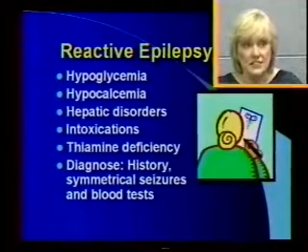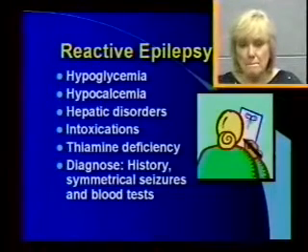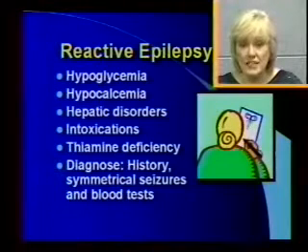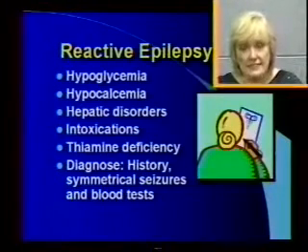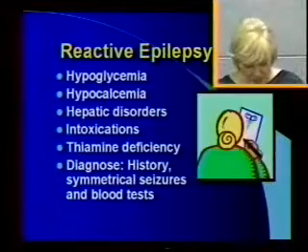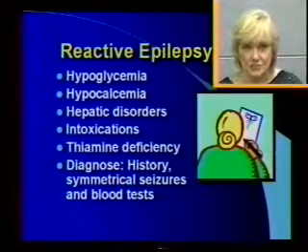If it's symmetrical, or we witness the seizures and they're symmetrical, then certainly we can think of these extracranial causes of seizures. And then, of course, we're going to do some blood tests, because much of, like, hypoglycemia and hypocalcemia and liver problems, we can diagnose from a routine complete blood count, a chemistry profile, a urinalysis, and serum bile acids to test liver function. So this is how we diagnose this reactive type of seizures.